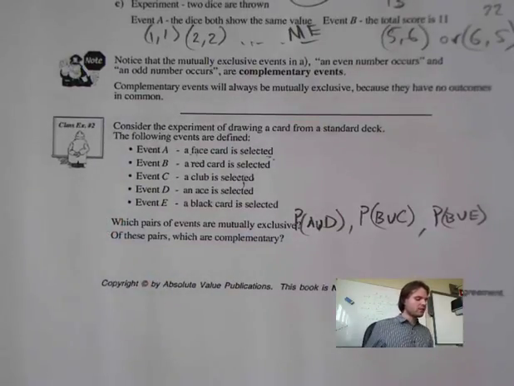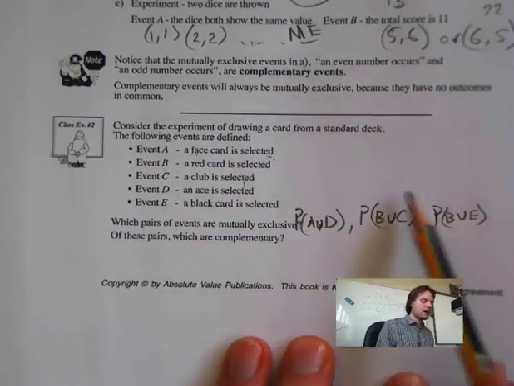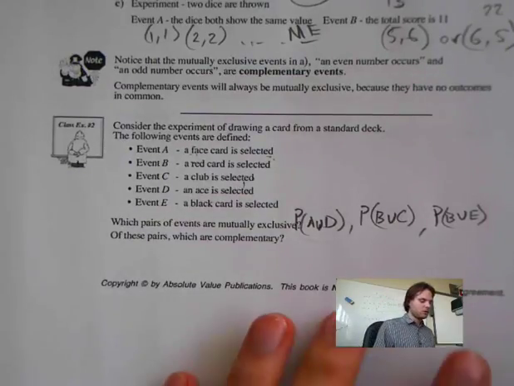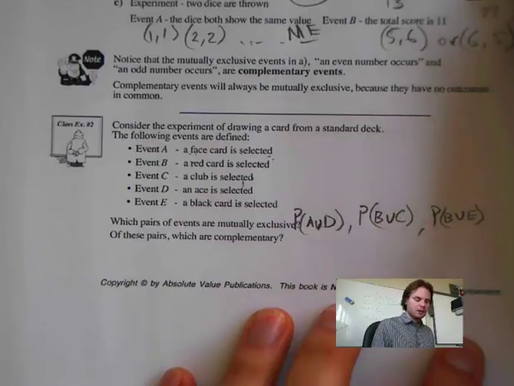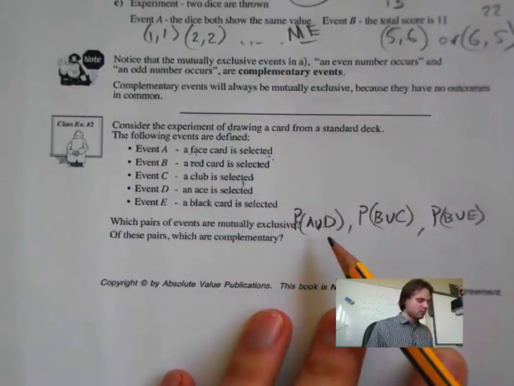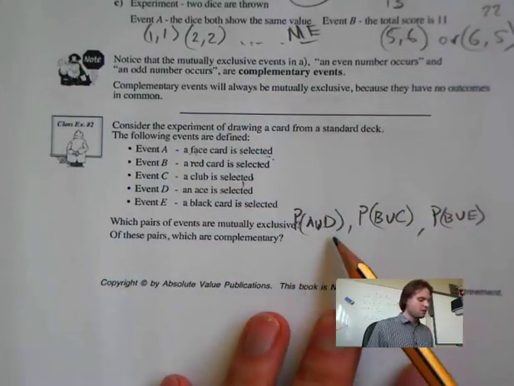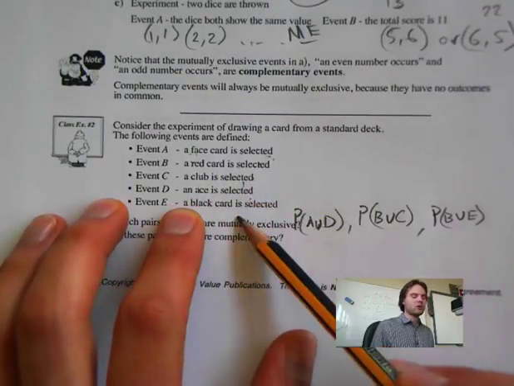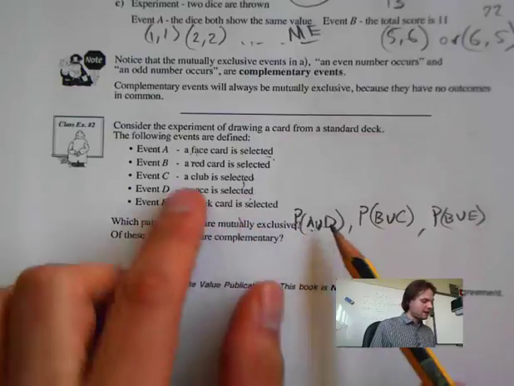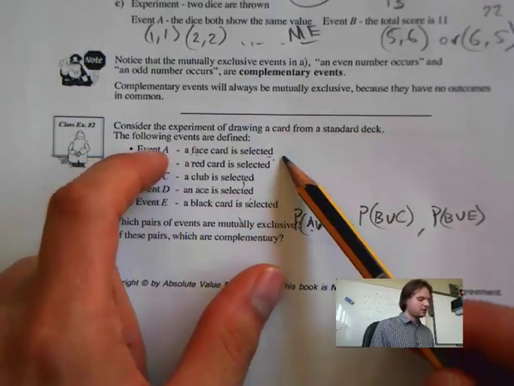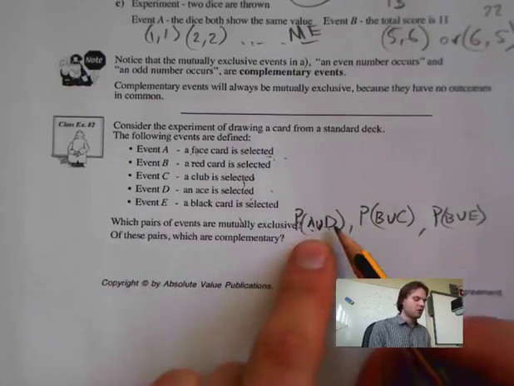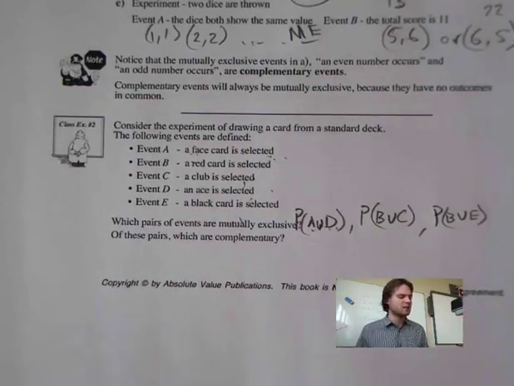Okay, so which one of these pairs are complementary? It has to be mutually exclusive in order for it to be complementary. So for complementary, which one fills the whole set? Well, the black and red cards, those are complementary. If I looked at A and D, that is face cards and aces, well, there are still all those other number cards. So that is not complementary. There's still many other cards in the set.